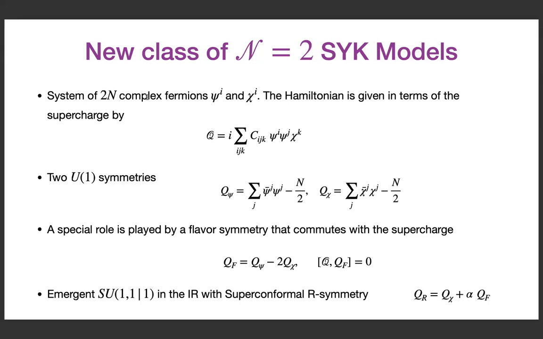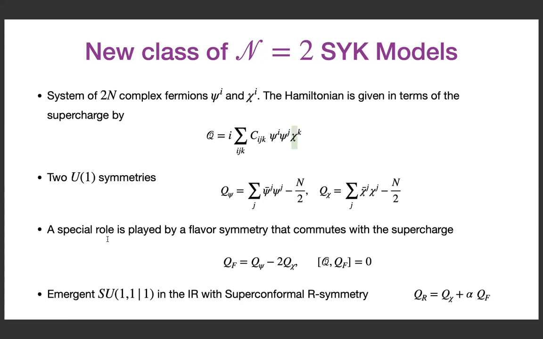A simple solution is to consider a model with multiple fermions, psi and chi. Then the Hamiltonian, we can write it in terms of the supercharge by this expression, psi psi chi. Then if you see this, there are two U1 symmetries for psi and chi. The important thing here is that the R charge is given by the charge of this chi fermion, and there's only one of them. So that means it will lead to a model where the R charge of the supercharge is the same as the fundamental fermion one.